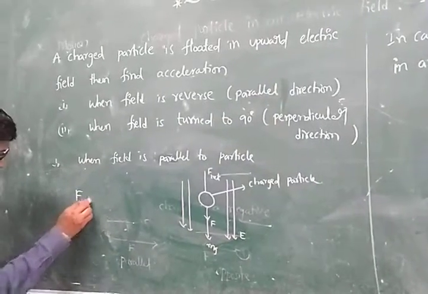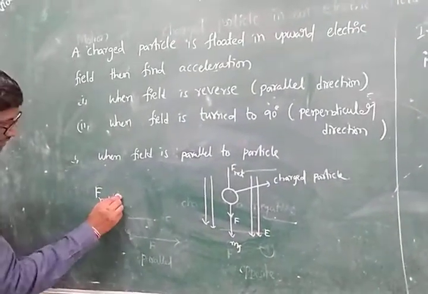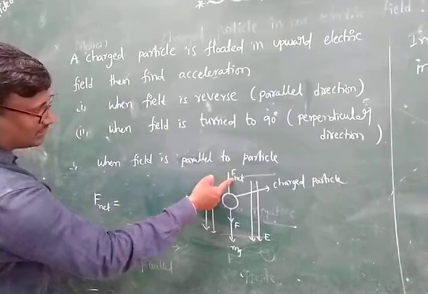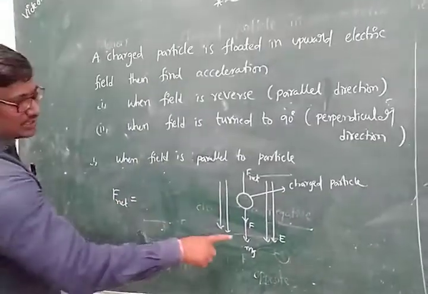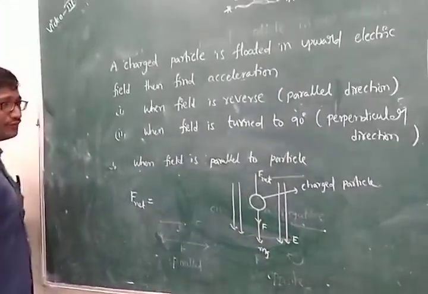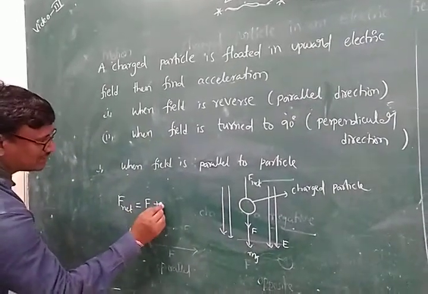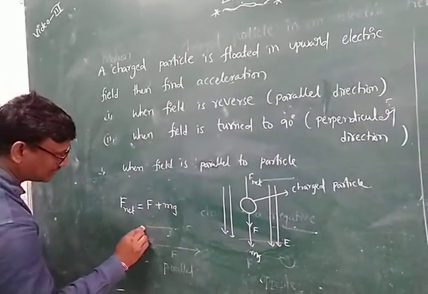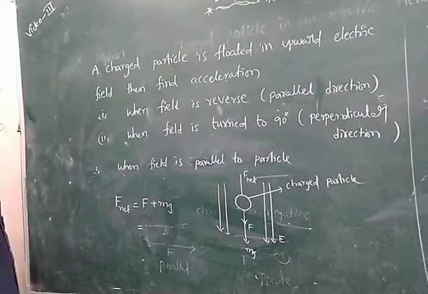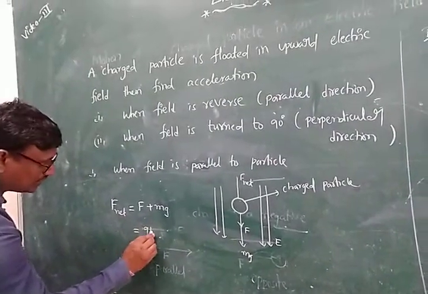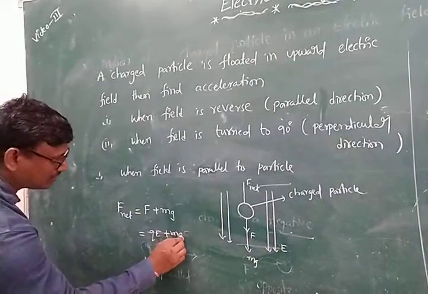The total upward force is equal to the total downward force. Upward force, what is there? Only the resultant net force. The downward force, what is there? Two forces are acting, that is the force plus the weight mg. The force is nothing but what we can add: Q into E plus M into G.